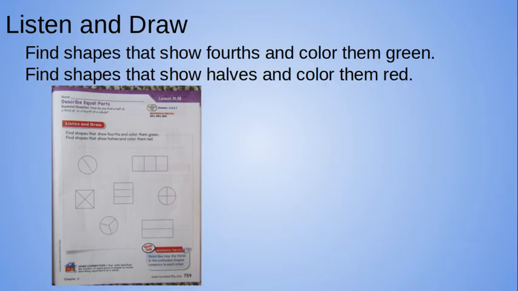Let's start by looking at the Listen and Draw section. It says, find shapes that show fourths and color them green. That means any shape with 4 equal parts is going to be green. And also find shapes that show halves and color them red. So any shape with halves or 2 equal parts will be red. Go ahead, get a green and red crayon out and color in those shapes correctly. Take your time and be neat. I'll give you a few moments to do that and then we'll check them over.